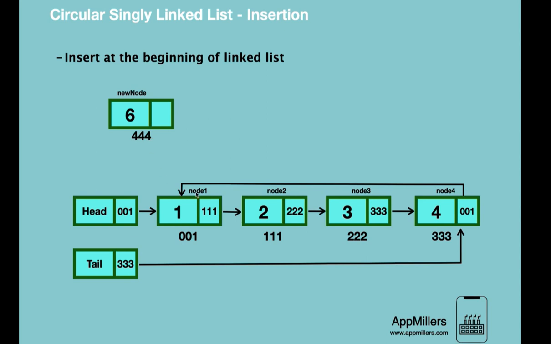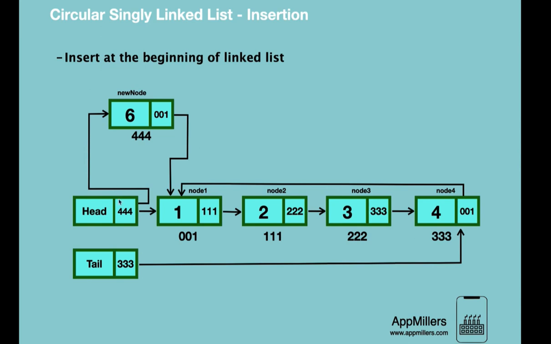So to insert this node before the node 1 over here, we need to update the reference of this node to node 1, which is 001. So first we are updating the reference of this node over here to 001, and this creates a link from this new node over here to the first node over here. So the next thing we need to do is to update the reference of head over here to reference this node over here. So the reference of head gets updated to 444, and it creates a link between head and new node.